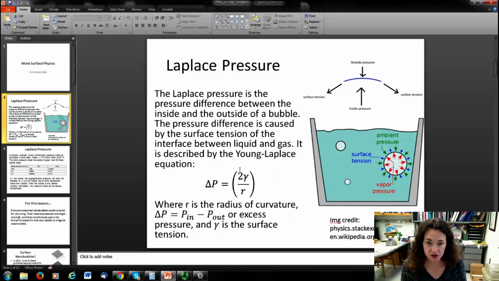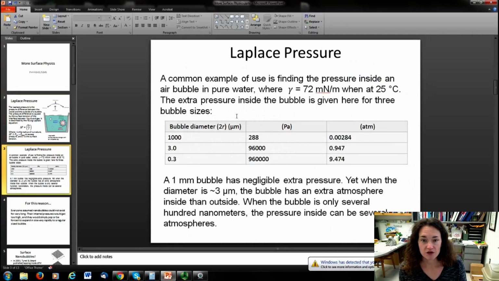Now, if you plug into this equation and figure out what that excess pressure has to be, you can see that it changes with the radius of the bubble. If you have a bubble diameter of about 1 millimeter, or 1,000 micrometers, and you use the surface tension of water, which is 72 millinewtons per meter at 25 degrees C, then you can calculate these values. You get 288 pascals, which is 0.003 atmospheres for a 1 millimeter bubble, which isn't very much at all.